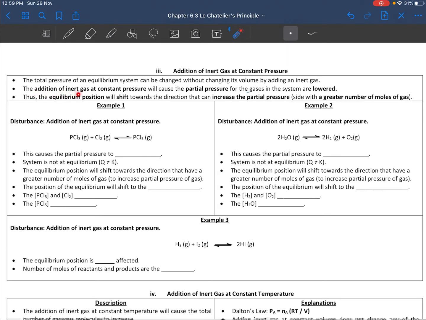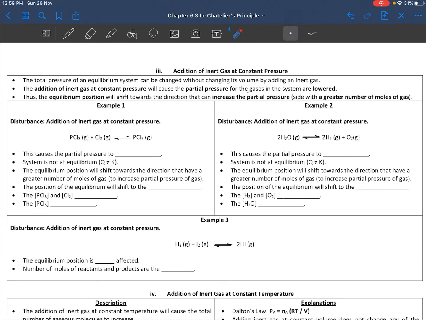Okay, so the addition of inert gas at constant pressure will cause the partial pressure of each gas in the system to be lowered. Okay, so kiranya bila kita tambah inert gas, inert gas ni adalah gas di dalam group 18 lah. Helium, argon, xenon, semua tu. So kalau kita tambah inert gas ni pada constant pressure di dalam sistem tu, what happens is the partial pressure of each gas in the system is lowered. Okay, partial pressure setiap gas tu akan jadi rendah.